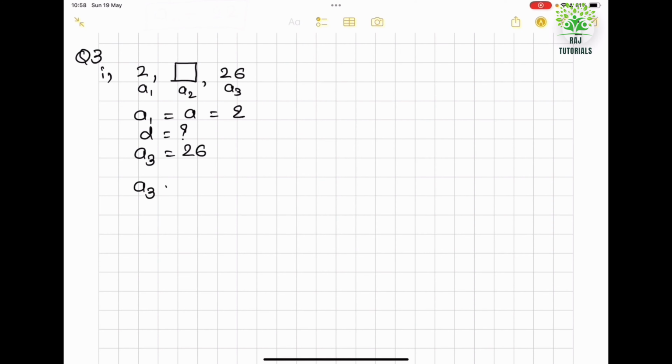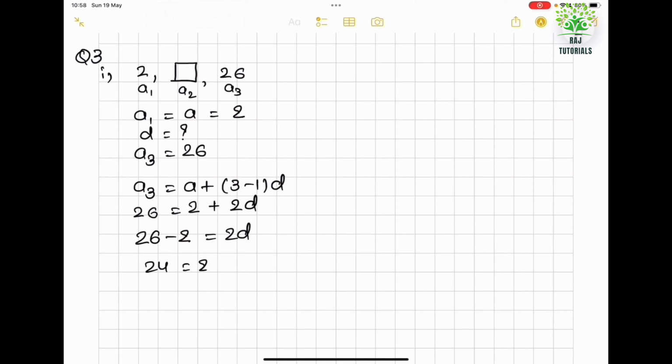So can I say A3 equal to A plus 3 minus 1 D? So 26 equal to A, A is 2, plus 2D. 26 minus 2 will be 2D. 24 equal to 2D. So D will be 24 by 2. So D equal to 12.